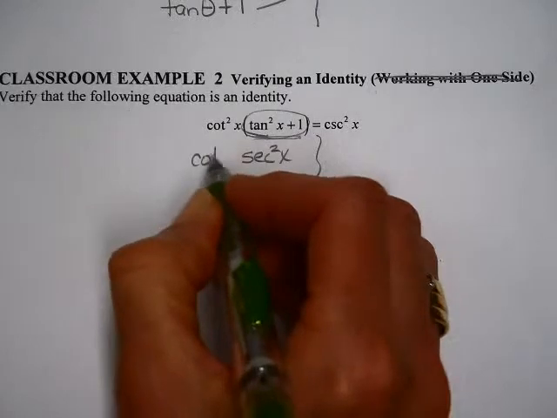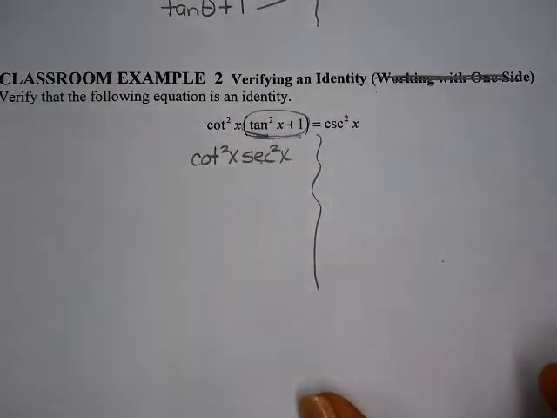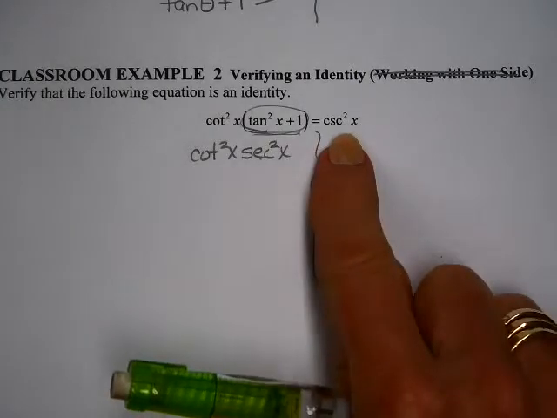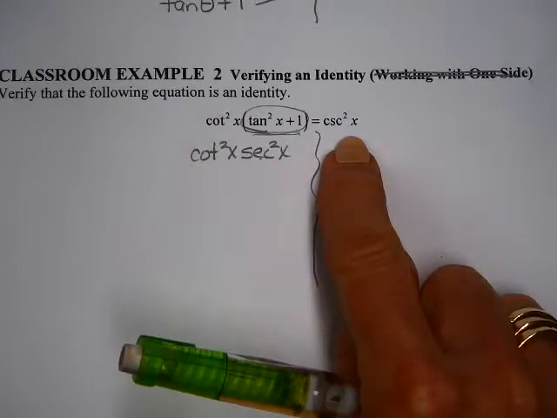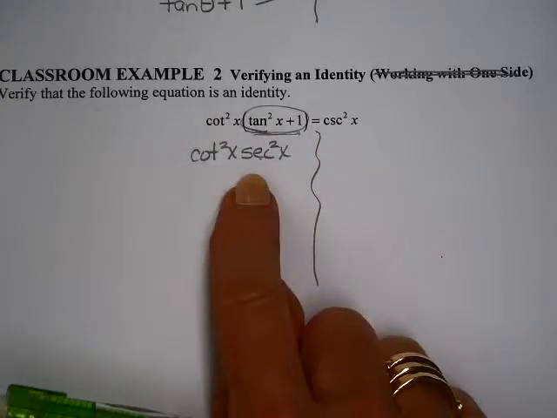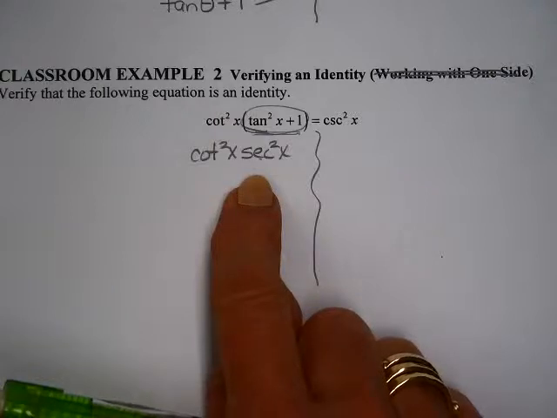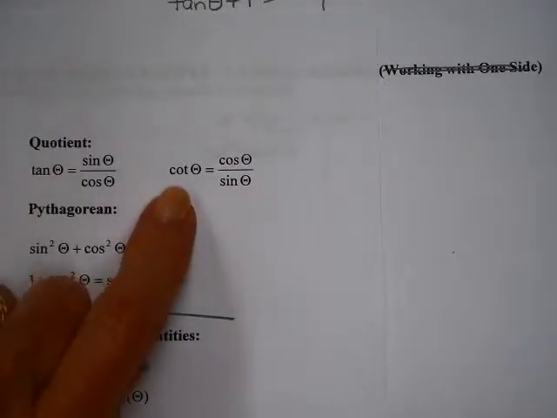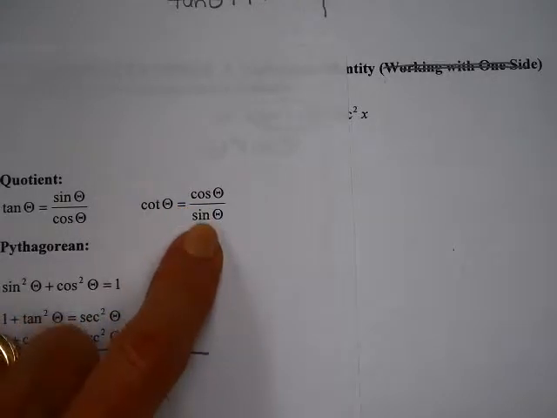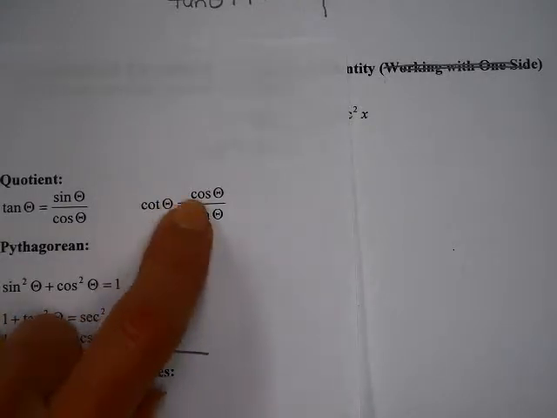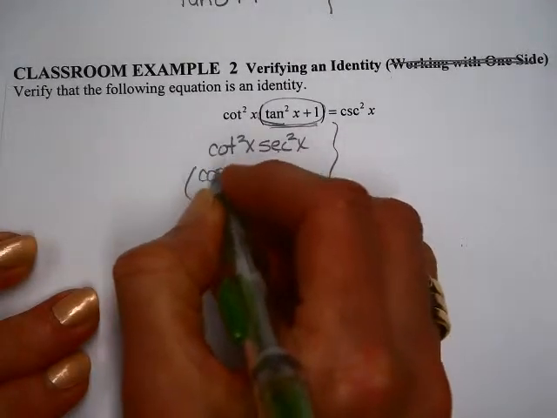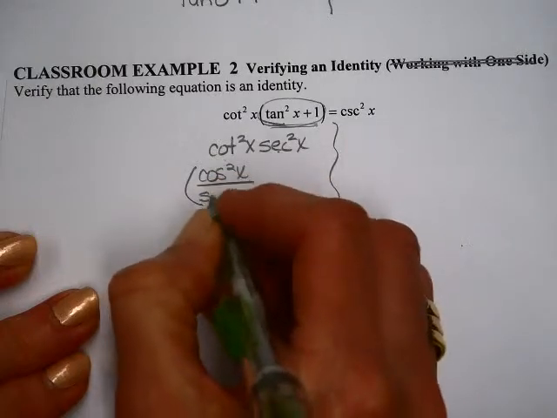And you're just left with cotangent squared of x multiplied times the secant squared. And I don't have to distribute anything. All right, but look where you're trying to go. You're trying to get a cosecant. So now, I'd probably change these both to sine and cosine, because I like those better. Now remember, I told you with your quotient identities, if cotangent is cosine over sine, then cotangent squared is cosine squared over sine squared. So I'm going to replace this one with cosine squared over sine squared.